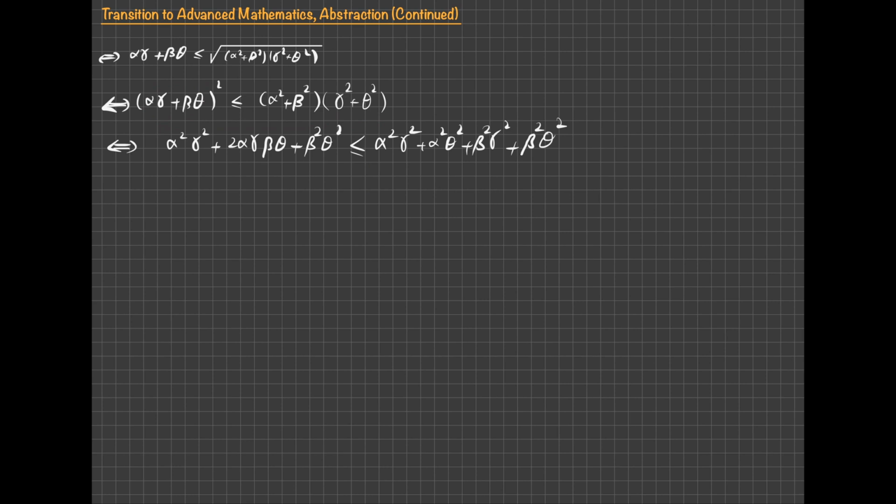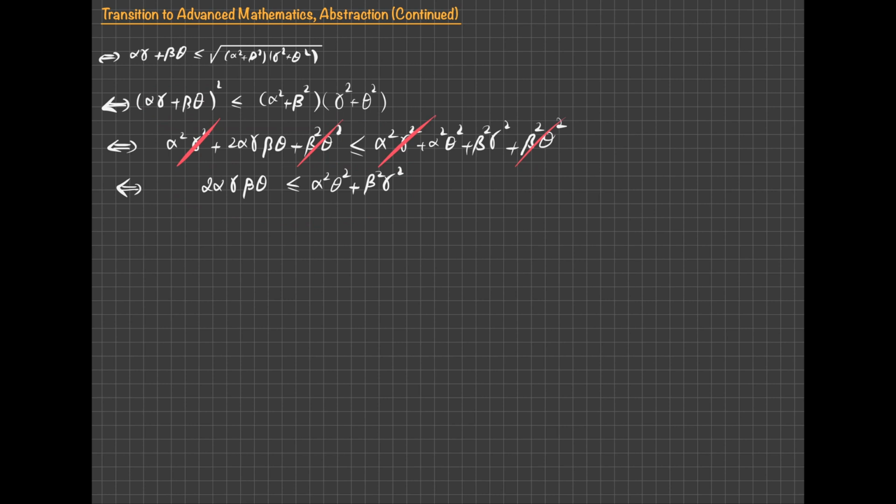And then let us see if I can simplify more. Yes, this one and that one are simplified. This one and that one are also simplified. What is left on the left-hand side is 2 alpha gamma beta theta, which is less than or equal to alpha squared theta squared plus beta squared gamma squared. Is this reversible? Yes, because I just simply add these terms to both sides. But this is really simple now compared to the original one, but is it trivial?